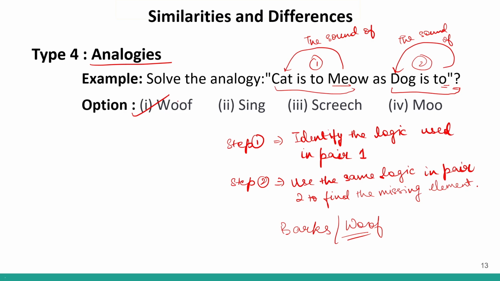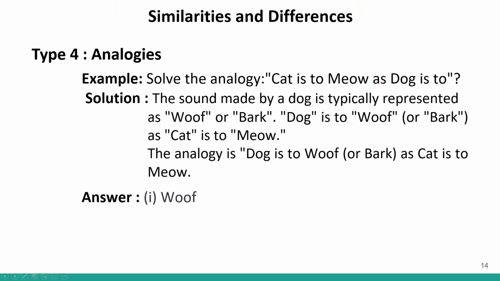Understood? So how do we solve any analogy? First, we identify the logic used in the first pair. Then we use the same logic to identify the missing element in the second pair. So here the analogy was that meow was the sound of cat. Similarly, the missing element woof will be the sound of dog. This is how you solve any analogy question. The sound made by a dog is typically represented as woof or bark. So dog is to woof as cat is to meow.